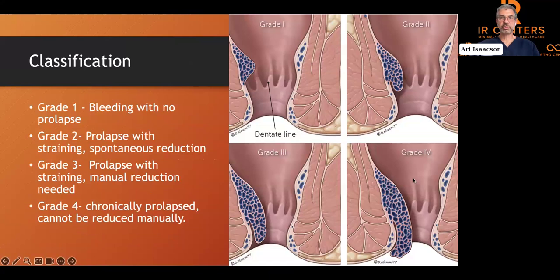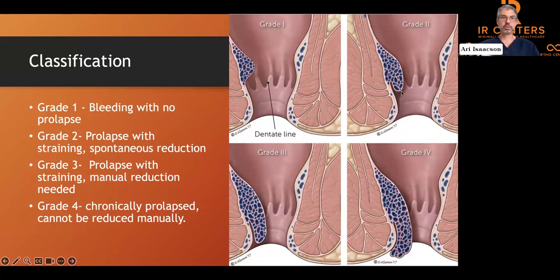There is a classification system that we like to talk about, and it's relevant because it affects what the treatment is. Really, the classification has to do with the prolapse, or how far out the hemorrhoids are protruding. A grade 1, the most mild form, is a hemorrhoid that's still within, hasn't come out of the anus. It can bleed from this position, but it's not sticking out.